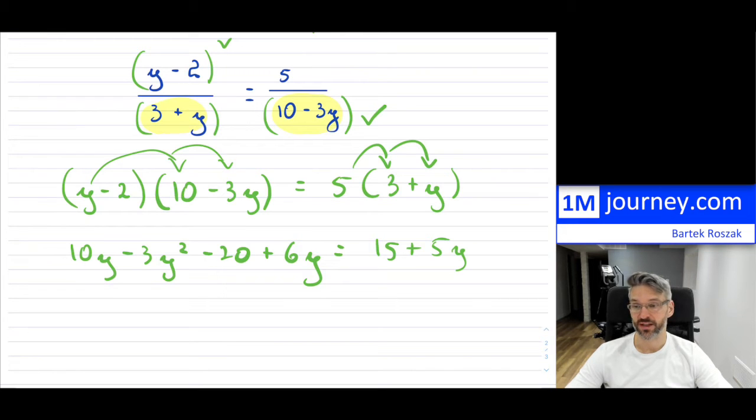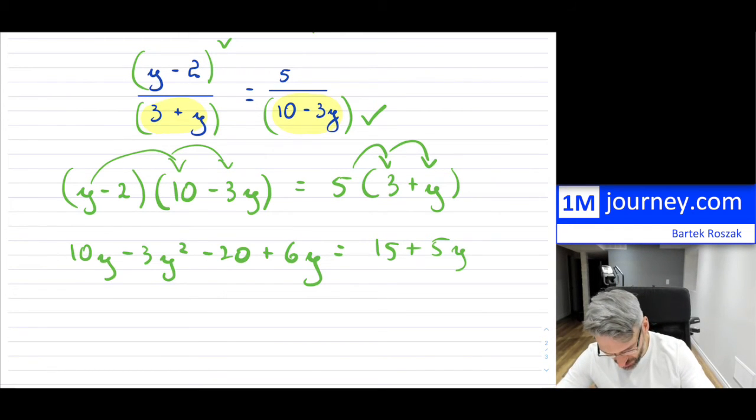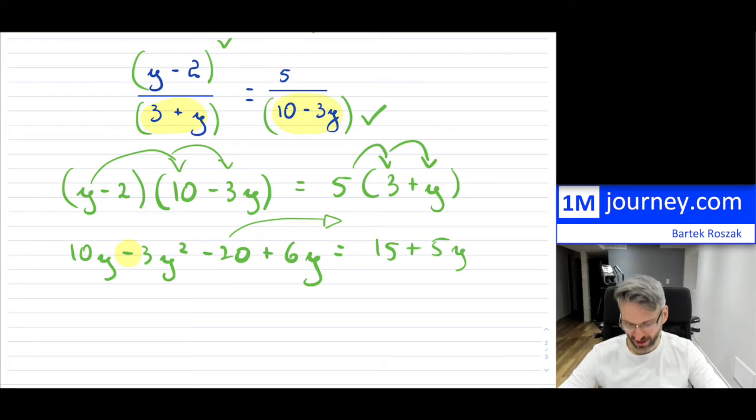Okay, so you can put them on the left or on the right. I'm actually noticing this is going to be another quadratic, but I have a negative here, so I'm going to move all of these to this side. So it's going to make it 3y squared. I just like it positive. All right, so that's what we can do.